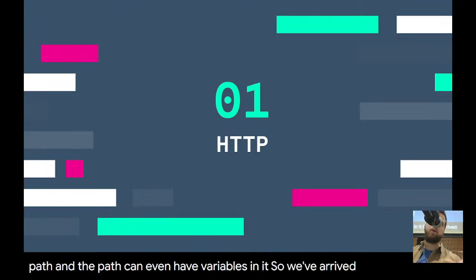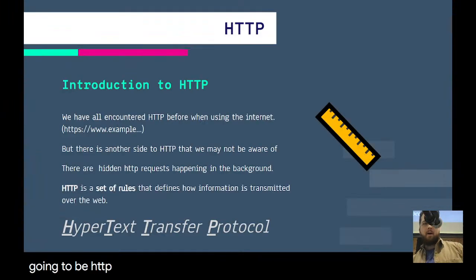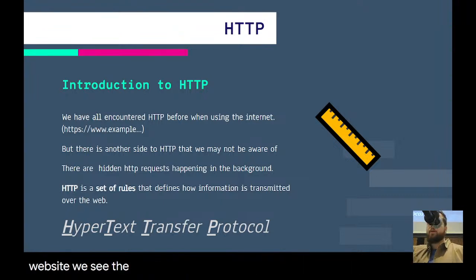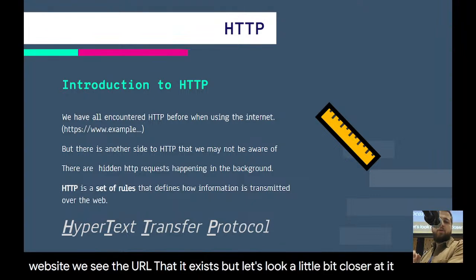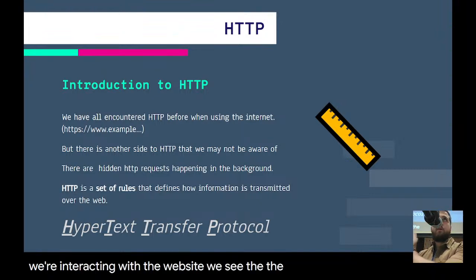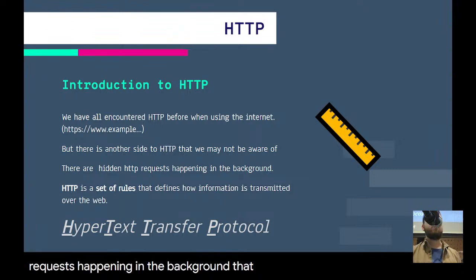Cool. So we've arrived at our main topic as far as how data is passed around on the internet, and that's going to be HTTP. We've all interacted with HTTP before. Every time we go to a website, we see the URL start with HTTP, so we know that it exists. But let's look a little bit closer at it. While we're interacting with a website, we see the front end, or the client. What we don't see is that there are often hundreds of HTTP requests happening in the background.